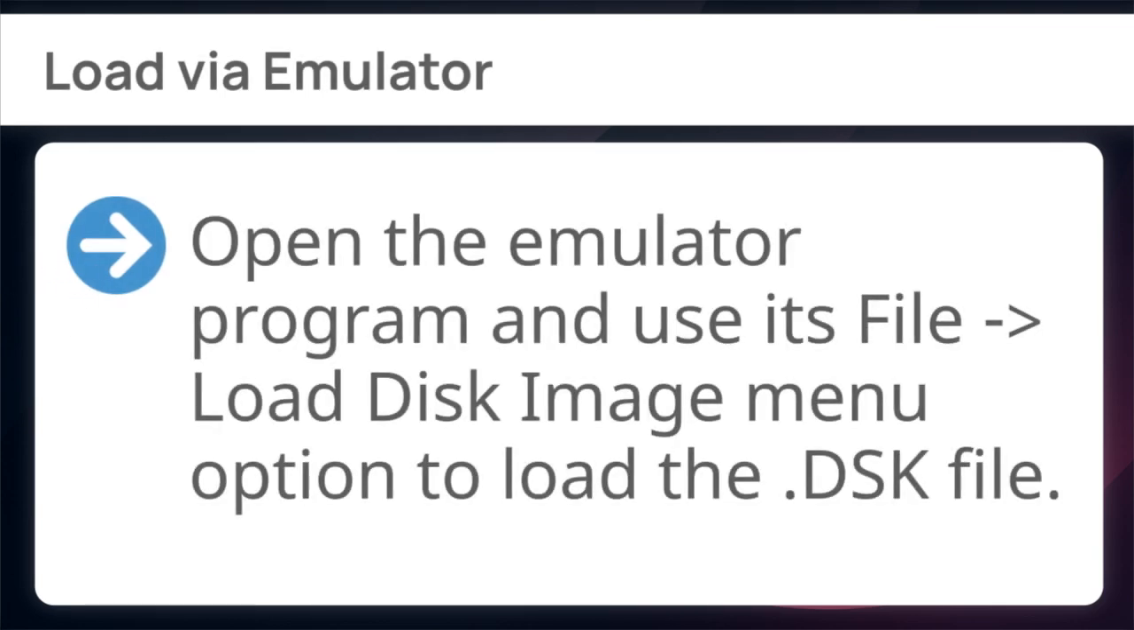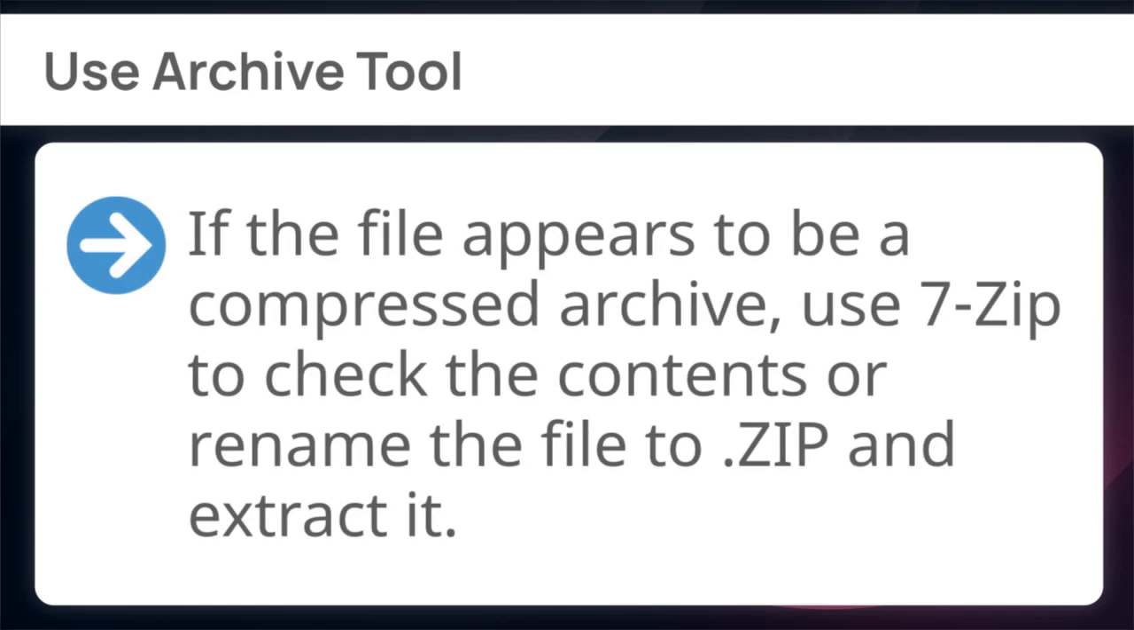Next, load via emulator. Open the emulator program and use its file, Load disk image menu option to load the DSK file. Finally, use archive tool. If the file appears to be a compressed archive, use 7-zip to check the contents or rename the file to zip and extract it.